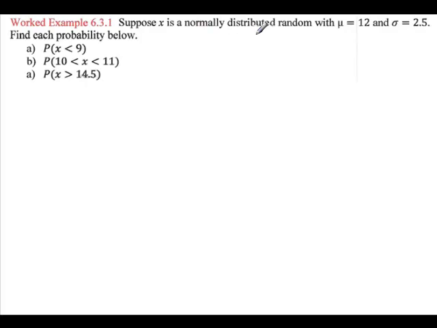Suppose x is a normally distributed random variable. Mean 12, standard deviation 2.5. Find each probability below. So A, we have the probability that x is less than 9.